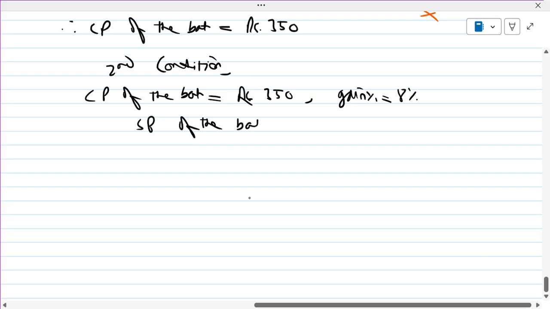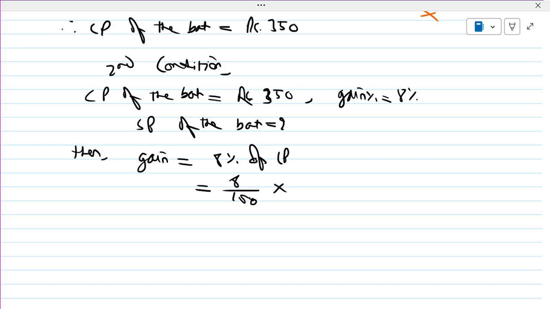So SP of the bat equals what? Here we have already found the cost price, so we can find the gain value. So let's go for finding gain. Gain equals 8% of CP, so 8 divided by 100 into CP 350. Let's make the cancellation. These are divisible by 5 or 50 or 10, whatever you can say.